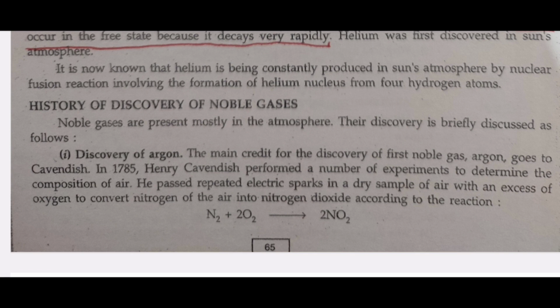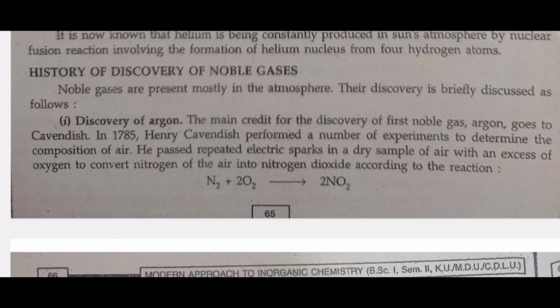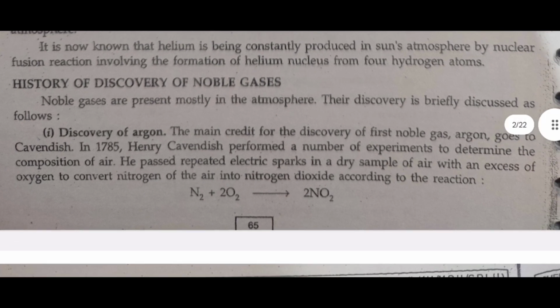Helium was first discovered in the sun's atmosphere. It is now known that helium is being constantly produced in the sun's atmosphere by a nuclear fusion reaction involving the formation of a helium nucleus from 4 hydrogen atoms.